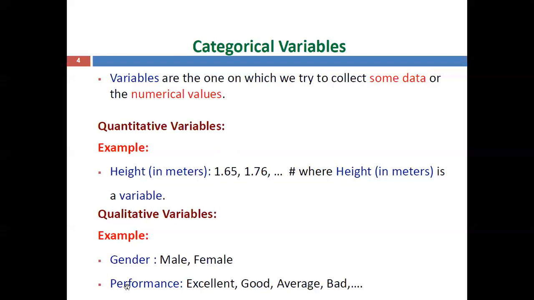Then another example, performance. Performance can be measured by any one of the following grades: excellent, good, average, bad, etc. Here you can observe the difference between quantitative variables and qualitative variables. A quantitative variable contains numerical values, whereas qualitative variables contain names, that is, which measure the variable. So that is the major difference.